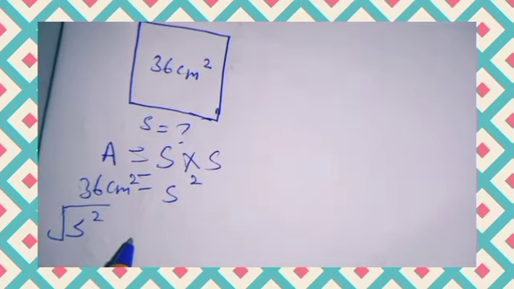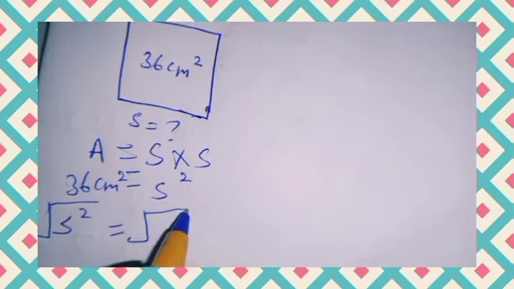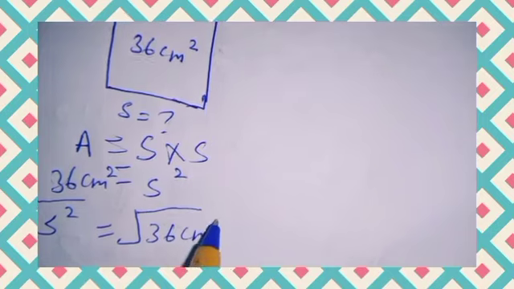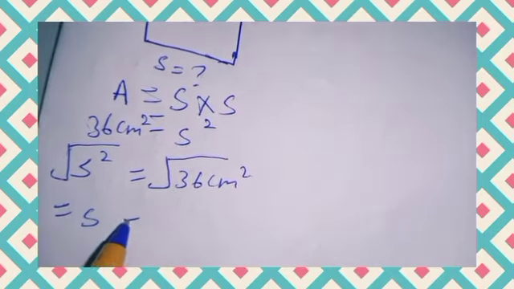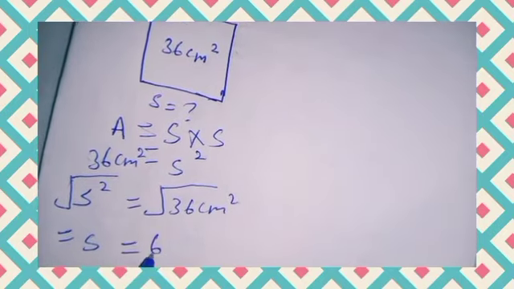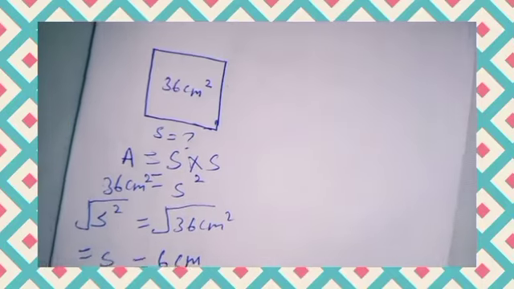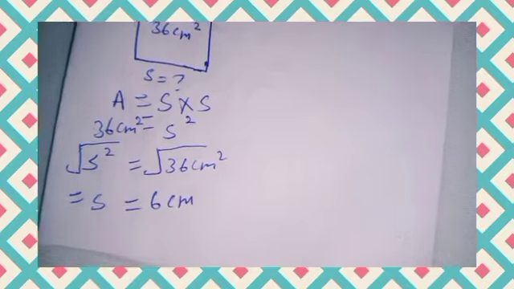Take the square root on both sides to get your side. So the square root of side squared is side. The square root of 6 square centimeter is 6, and the square root of centimeter squared is centimeter. So that is how you obtain the side in the case you are given the area.